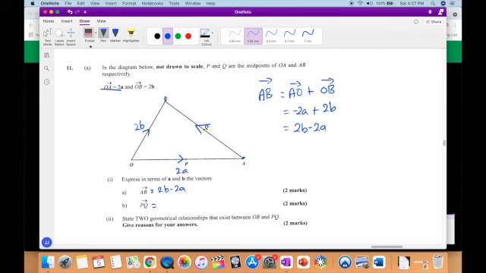PQ. So I want this vector here, P to Q. And I have a feeling that they're going to ask me about PQ and OB being parallel. I have a feeling. Look, they asked it here, you see?